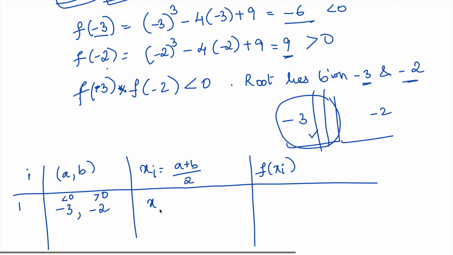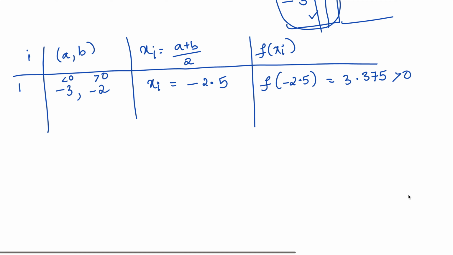Now we will see what is xi. Xi is a plus b by 2. So it's minus 3 minus 2 divided by 2. It's minus 2.5. Now what is f of minus 2.5? It is 3.375, which is greater than 0.